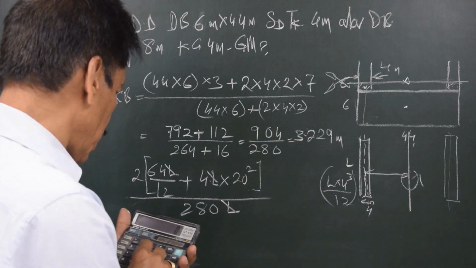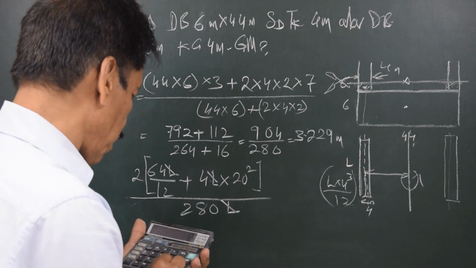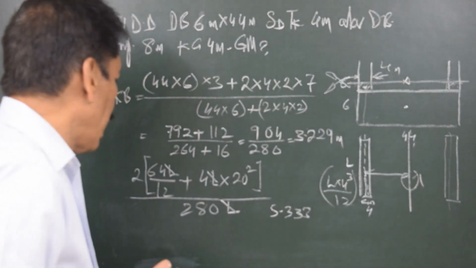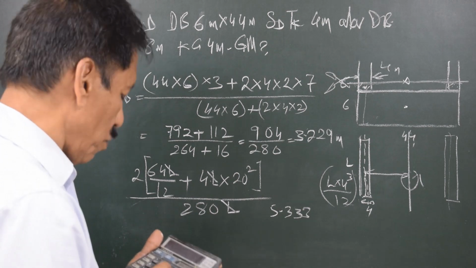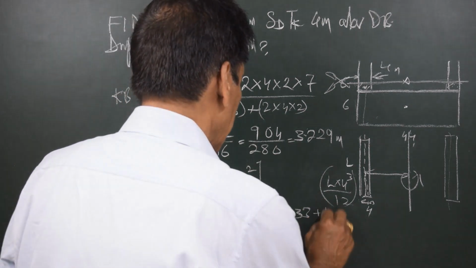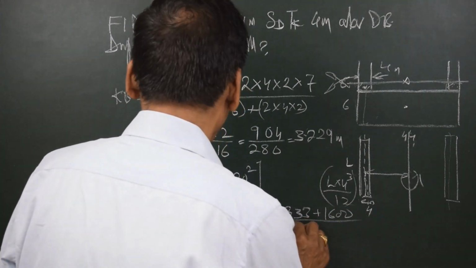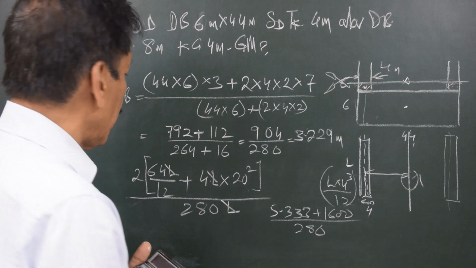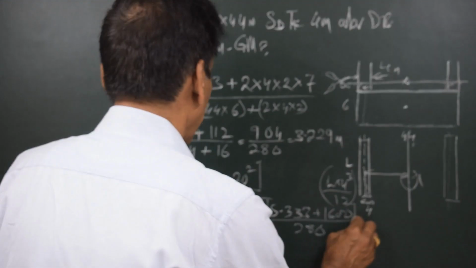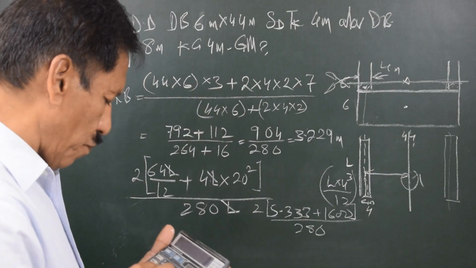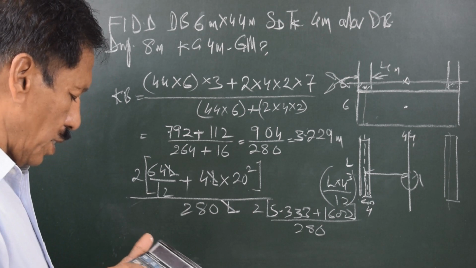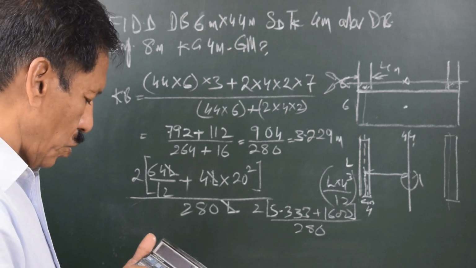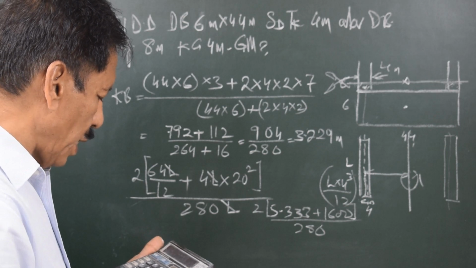So let us see how much you get. 64 divided by 12 gives me 5.333, right? And then 400 into 4 is 1600, divided by 280. Then this whole thing is multiplied by 2. So I have 5.333 plus 1600, into 2, divided by 280, which gives me 11.467.